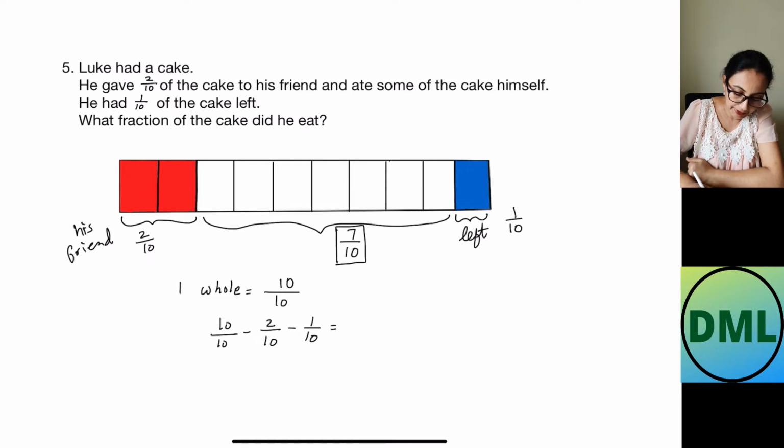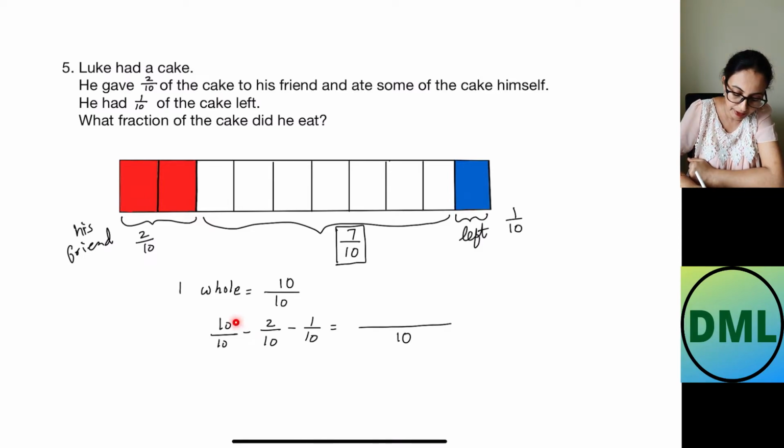Out of 10 by 10, I need to subtract this 2 by 10 part and 1 by 10 part. As you can see, here I have written 10 by 10 minus 2 by 10 minus 1 by 10. I need to solve this. To solve this, my denominator should be the same, which is 10 right now. It will be written as how many times? 1 time. Let's write it 1 time.